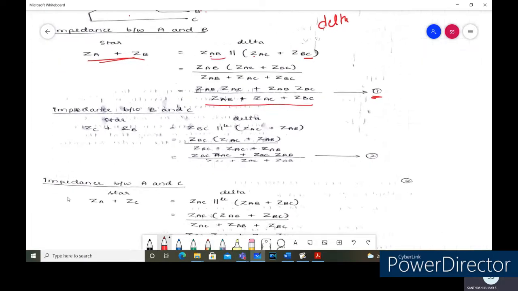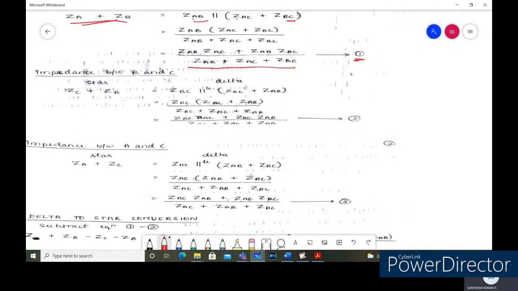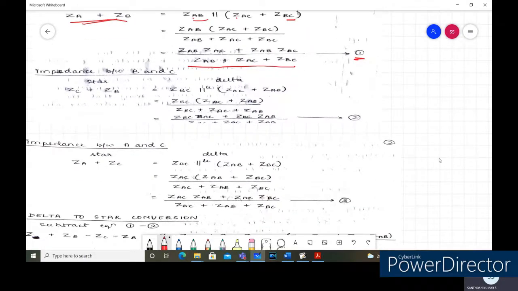Similarly, we are going to find the impedance between nodes A and C, with ZB assumed as open circuited. Between node A and C, ZAC is in parallel with ZAB plus ZBC. That's what has been considered here, and this is the equivalent we got. So we have equations 1, 2, 3 here.